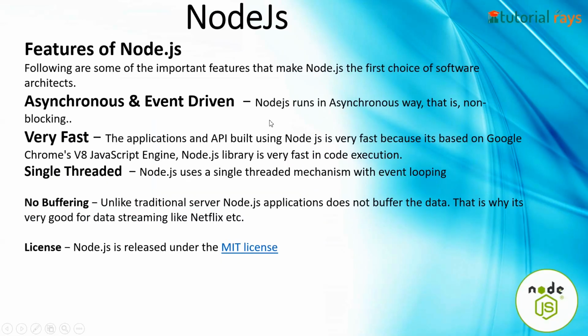Now let's see some important features of Node.js. Following are some of the important features that make Node.js the first choice of software architects. First one is asynchronous and event driven. Node.js runs in an asynchronous way, that is non-blocking. So to understand this, what is synchronous and what is asynchronous, let's understand this.